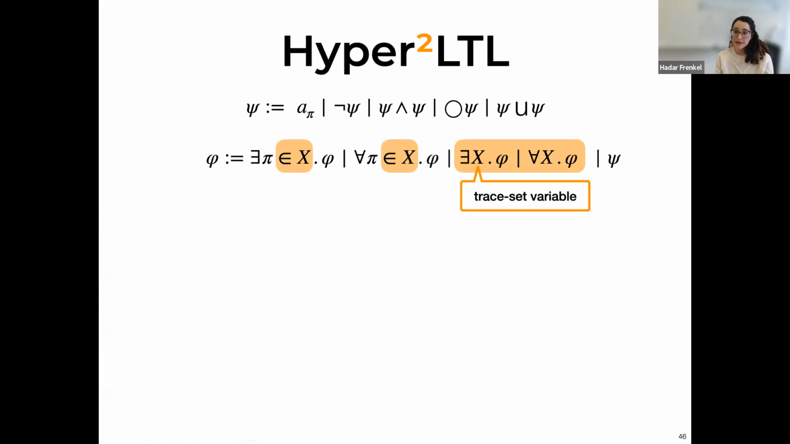So now I can say that there exists a set of traces such that something holds, or for every set of traces, something holds. And I can also relate traces to these sets. So I can say that my trace is in the desired set or not. And now I'm going to show you how we can express common knowledge in HyperQPTL. Again, a very technical slide, but with text explanations.